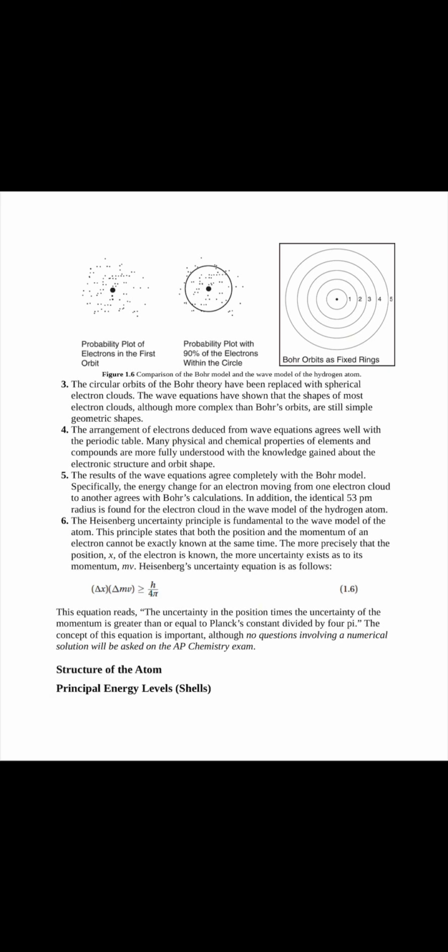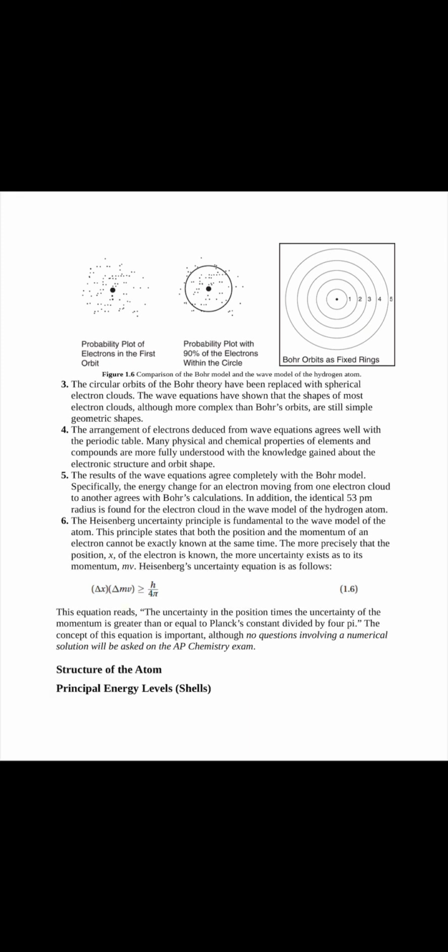5. The results of the wave equations agree completely with the Bohr model. Specifically, the energy change for an electron moving from one electron cloud to another agrees with Bohr's calculations. In addition, the identical 53 picometer radius is found for the electron cloud in the wave model of the hydrogen atom. 6. The Heisenberg uncertainty principle is fundamental to the wave model of the atom.